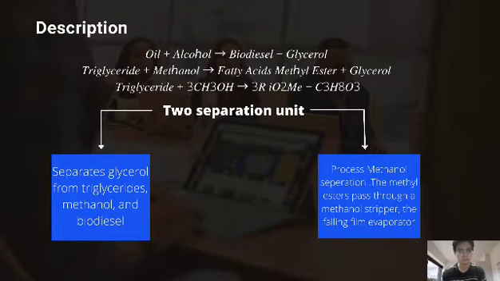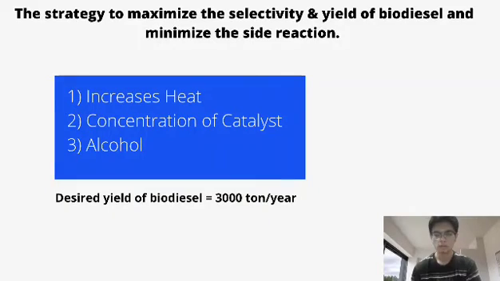The first separation unit separates glycerol from triglycerides, methanol and biodiesel using a ceramic membrane. And the last separation is methanol separation, which is after the separation of the glycerol, the methyl ester passed through a methanol stripper, which is the following film evaporator, before entering a neutralization step and water washing.